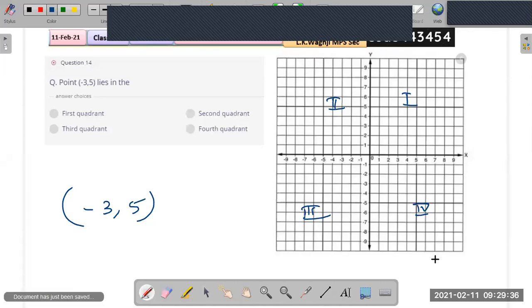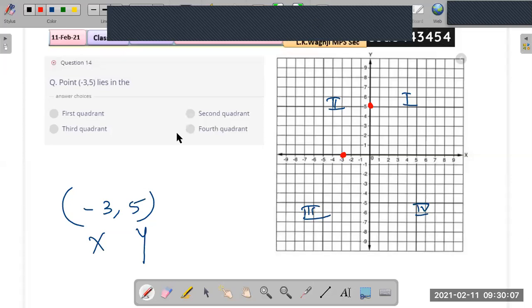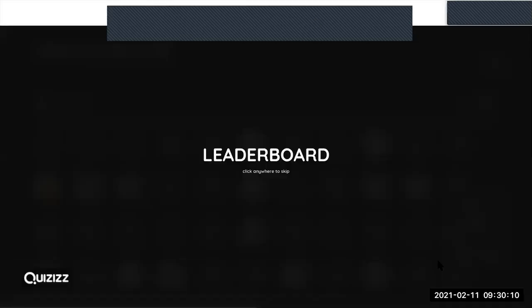Negative 3 comma 5 lies in which quadrant? You start with x equals to negative 3 and y equals to 5 and check where these 2 points meet. X is negative 3 over here, y is 5 over here. Where do these points meet? Join them. Just check where do they meet. In which quadrant? Okay, with that, quickly students, be fast. Okay, timer is out. And let's see how many of you got it right. Time's up. So there.